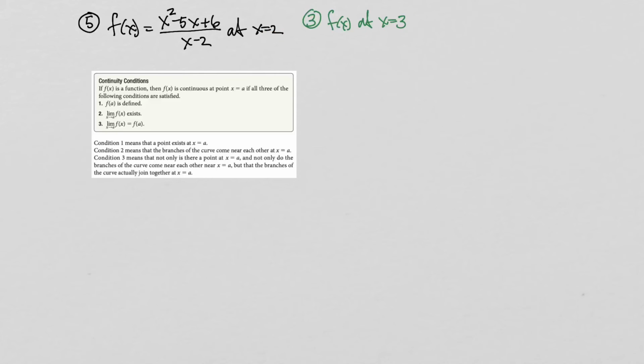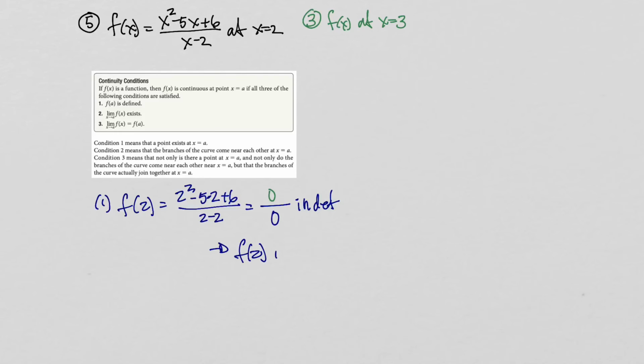So let's take a look at the first condition. The first condition, what about f of 2? Well, if we put in 2, we're going to get 2 squared minus 5 times 2 plus 6 over 2 minus 2. Oh, you see a problem already, right? What's that denominator? That's 0. Right? This is indeterminate, and that implies that f of 2 is not defined.